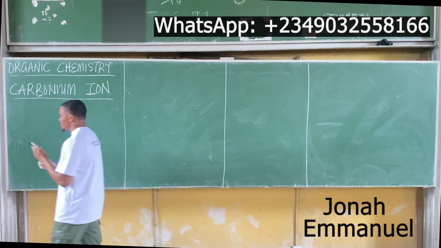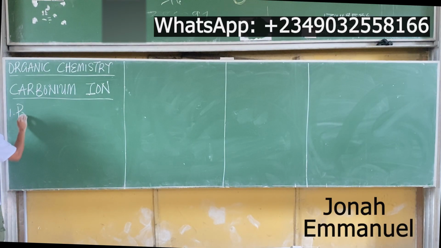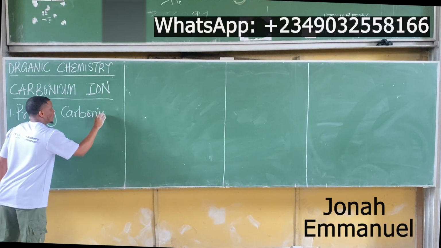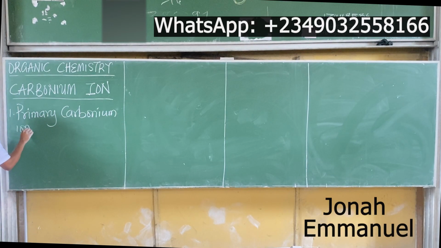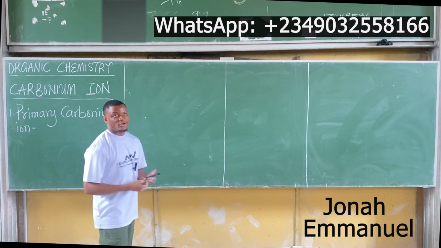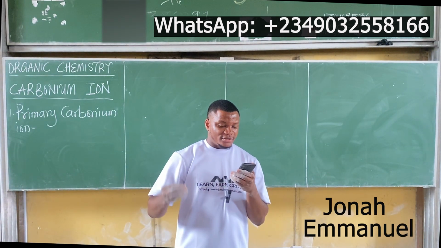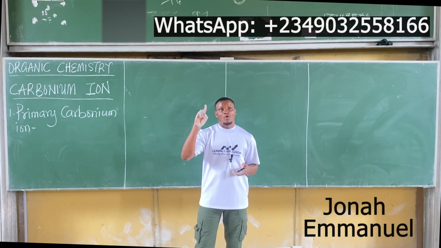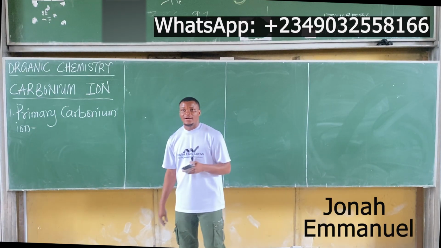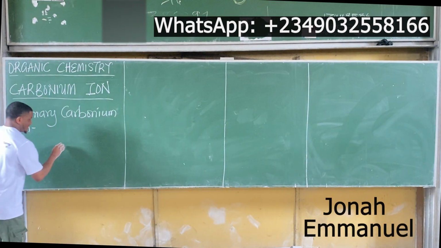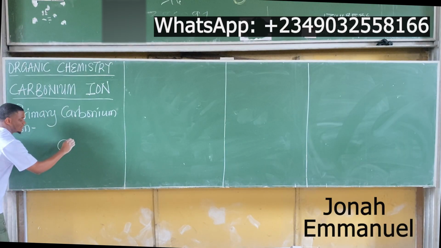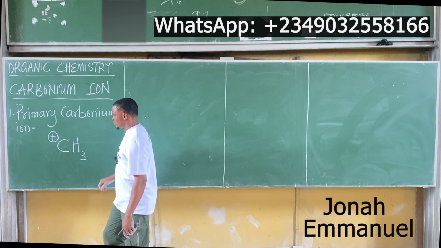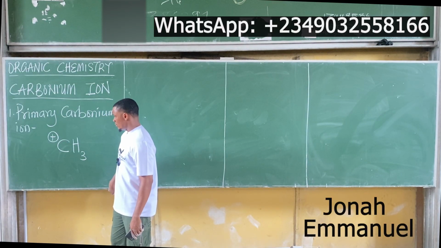The first type is called the primary carbonium ion. For a primary carbonium ion, the carbon atom which carries the positive charge is only attached to what? One alkyl group, or just hydrogen. So here the carbon needs four bonding. The carbon which carries the positive charge is attached to just one alkyl group or just hydrogen.